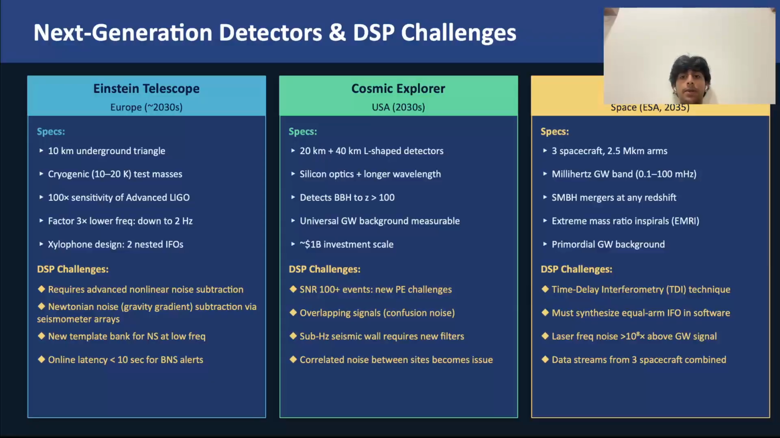Next is LISA, three spacecraft forming an equilateral triangle 2.5 million kilometers per side. Millihertz frequencies, which detect supermassive black hole mergers, millions of compact binaries in our galaxy, possibly the Big Bang gravitational wave background as well. Now, the DSP challenge is that the arms aren't rigid, they flex by kilometers. You cannot directly interfere the beams. Now, time delay interferometry synthesizes virtual interferometers by combining all six one-way laser links with calculated time delays, cancelling laser frequency noise 10 times louder than the signal. Signal processing is the only thing standing between science and noise.